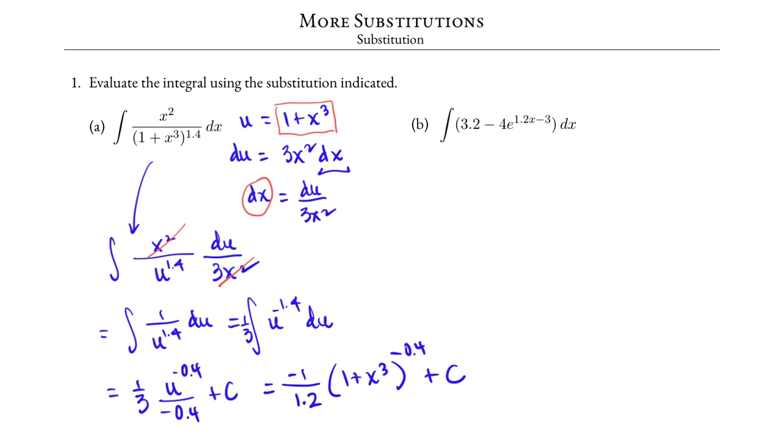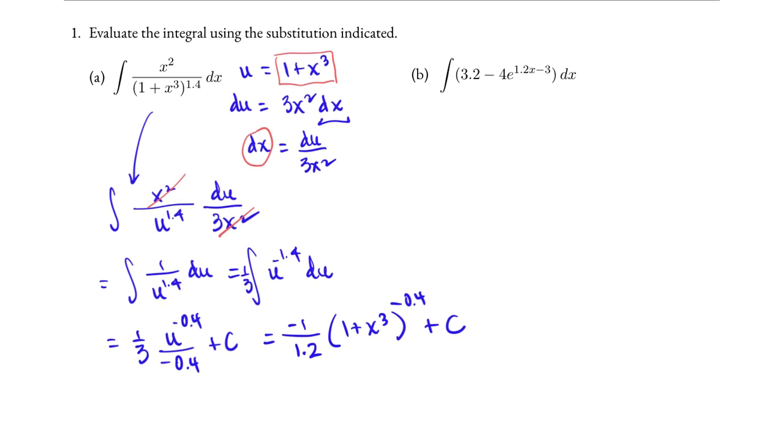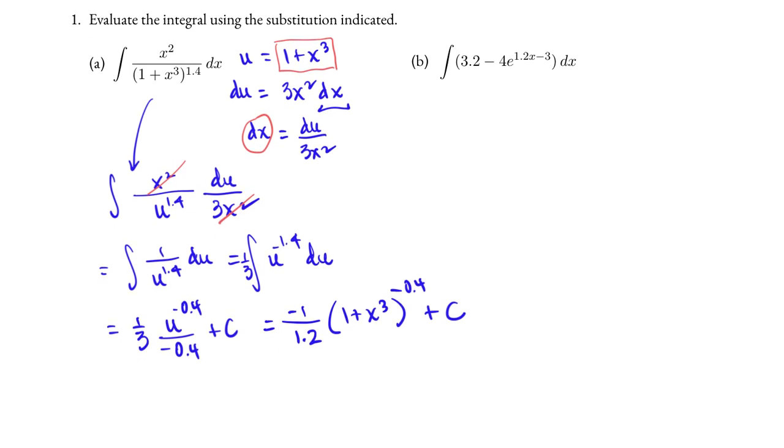There's no need to use the fraction in this case because in the given problem, we were given the decimal. But if we want the answer in terms of fraction, negative 1 over 1.2 is negative 5 over 6. 1 plus x cubed, rewrite it, and negative 0.4 is negative 2 over 5. This is an alternative answer.